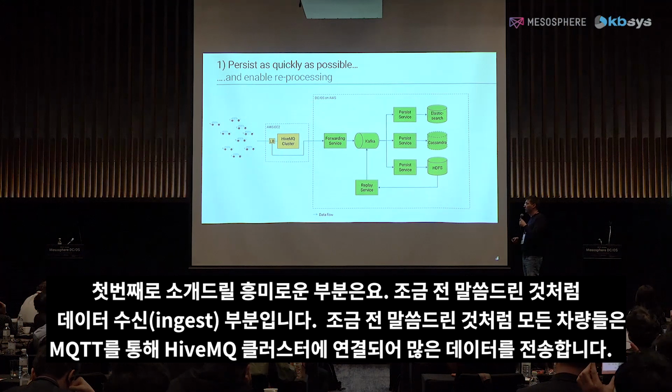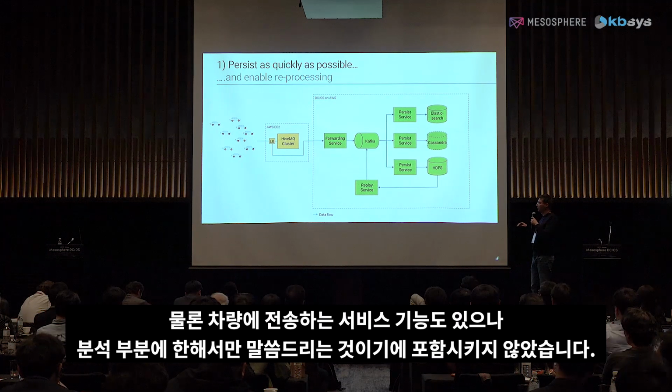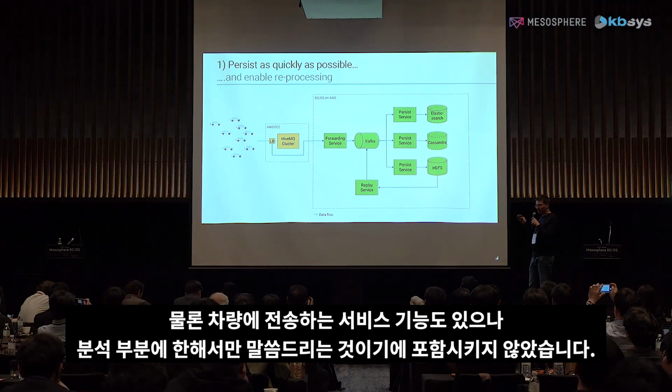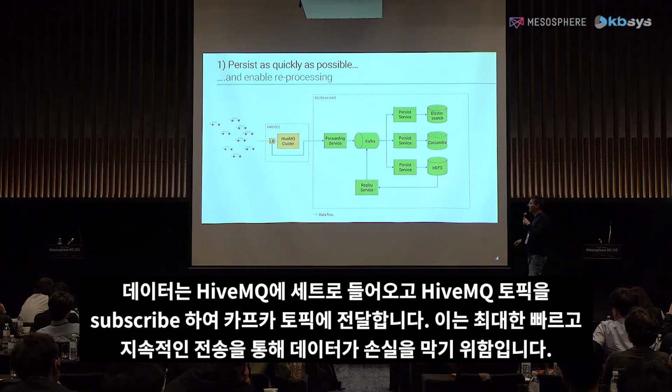As I said before, we have all the cars that are connected to the HiveMQ cluster using MQTT. They're transmitting a lot of data. Of course, there are also functional services that send data to the cars, but that's not depicted here because I'm only talking about the analytics part. The data comes in on HiveMQ, as I said.